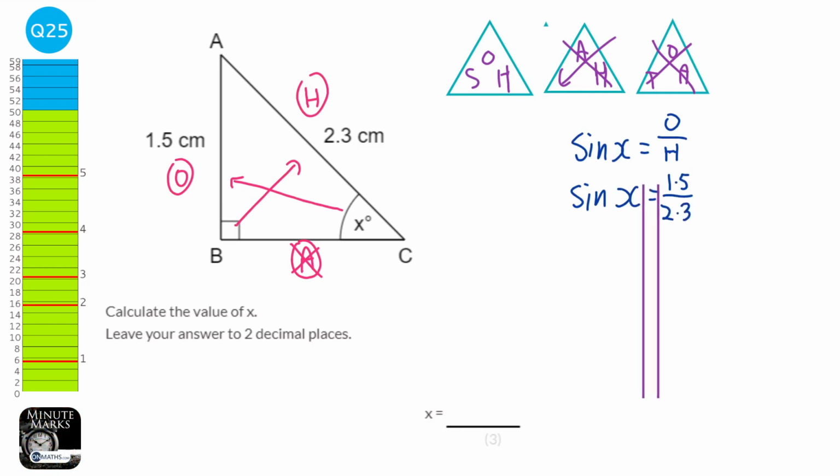And let's get our solving lines in. What we're going to do is the opposite of sine on both sides, so we get x equals inverse sine. The opposite of sine is called the inverse sine, which looks like that. And you normally press the shift button on your calculator and then sine. So when you inverse sine 1.5 over 2.3, we get 40.705 blah blah blah. And to 2 decimal places, which it asks us for, that would be 40.71 degrees.